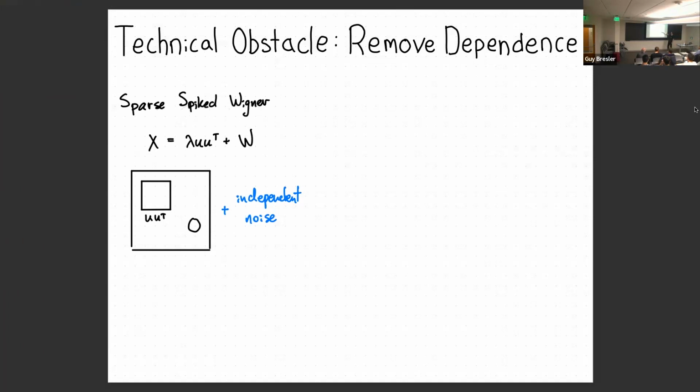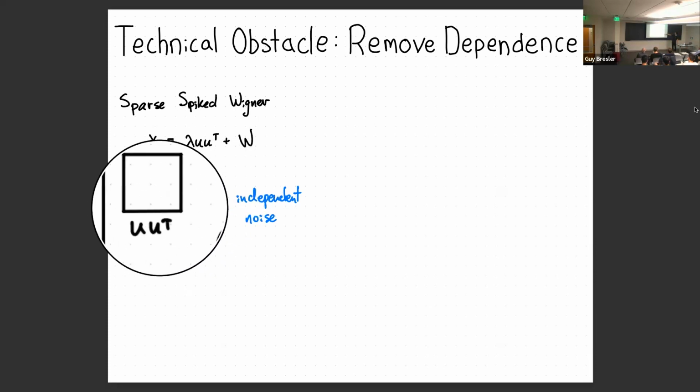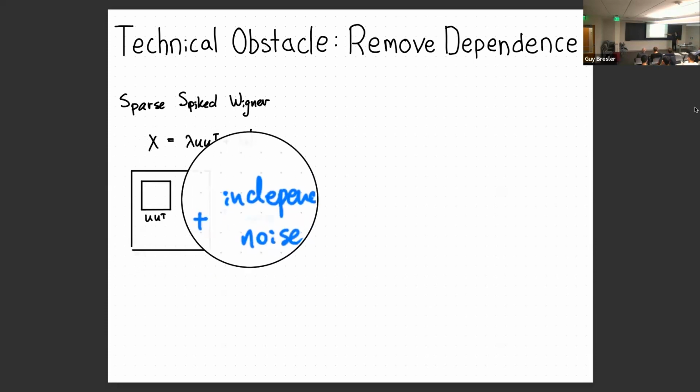So there's a rank 1 spike there, and it's sparse. This U vector is sparse, and you're adding a Wigner matrix. So basically, just think of it as independent Gaussian noise. It doesn't matter if it's symmetric or not, as far as this problem is concerned. And so the point is that you just have this rank 1 thing. This is kind of the cartoon of this: you have this rank 1 U U transpose plus independent noise.